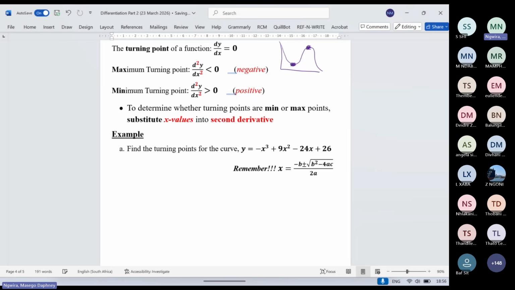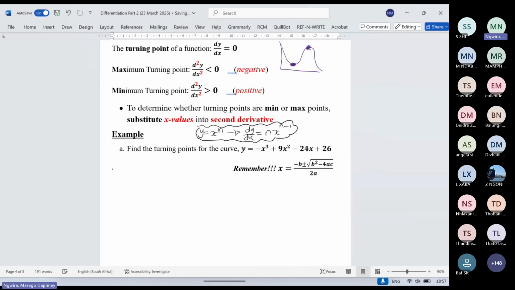But you should know how to do this by now. Let me write it here again. If you are given y is equal to x to the power of n, when you derive it, the derivative of this will be n, then x to the power of n minus 1. I'm writing this formula again so that you understand. So when you derive, you do it for the negative 3x cubed. You do it for 9x squared. You do it for negative 24x. You also do it for 26.